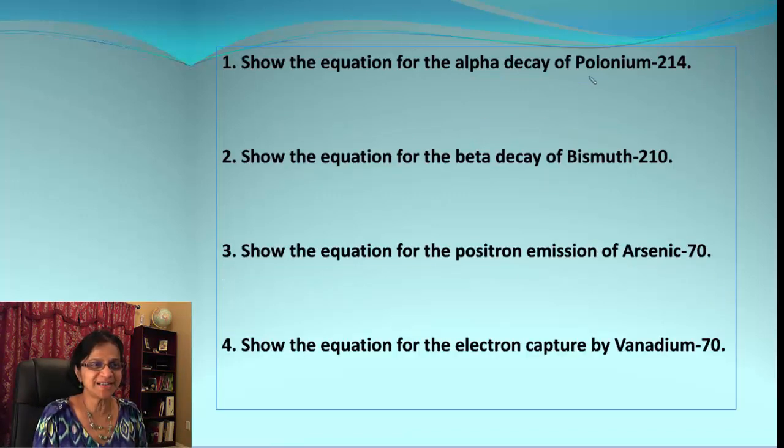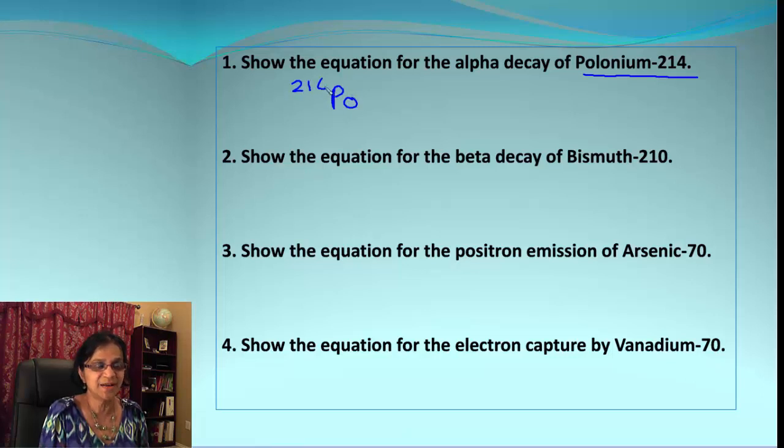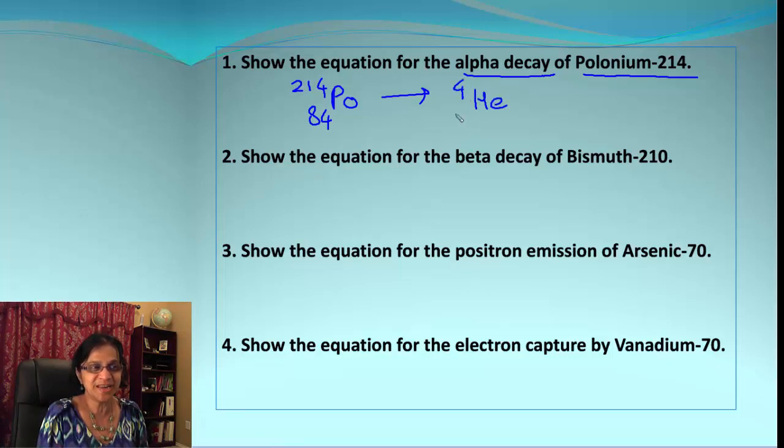Alright, so what do we have here? We need to get polonium 214. That means that is the mass number. By looking at the periodic table, we can also find out the atomic number, which is 84, and the element goes through alpha decay. Alpha particles are represented as helium nucleus, so it will be He 4 and 2, where 4 is the atomic mass number and 2 is the atomic number.